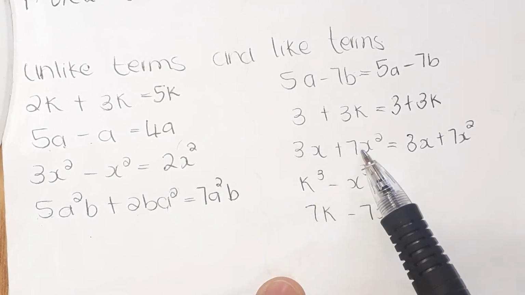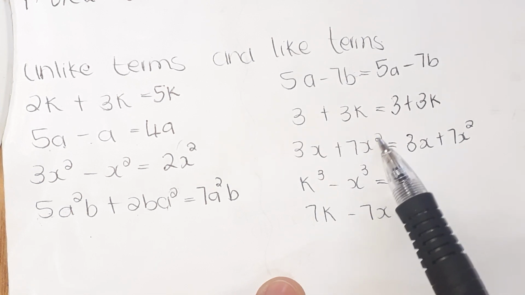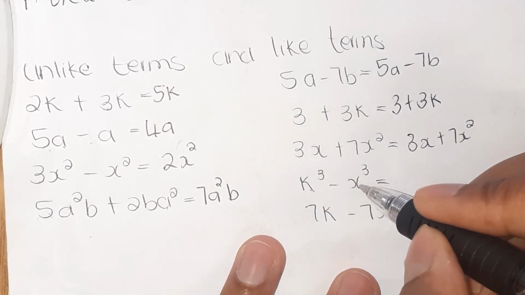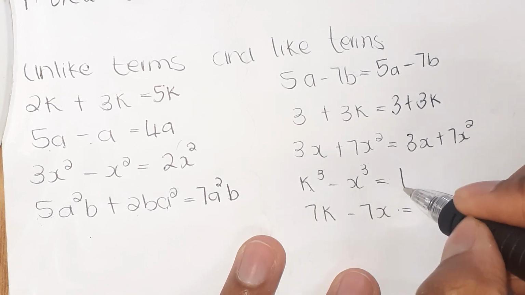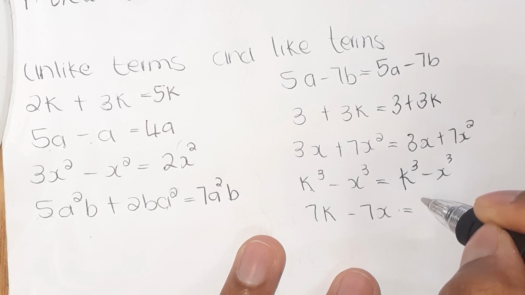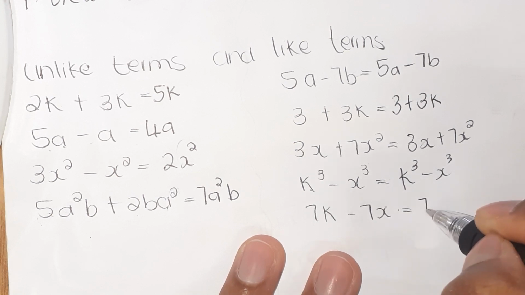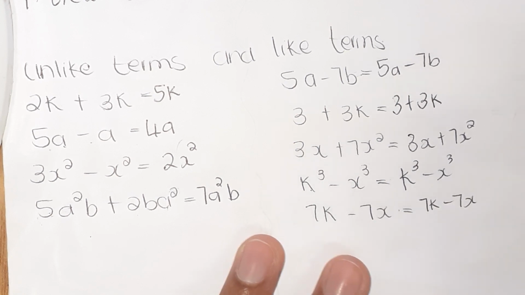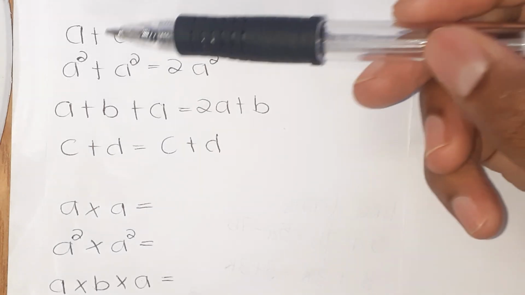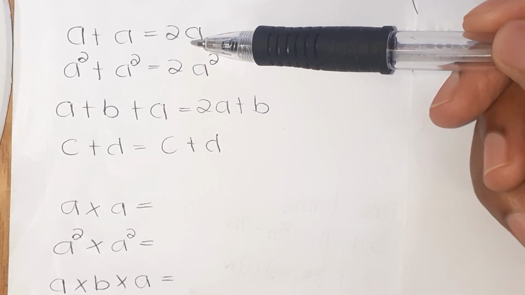So 3x plus x squared, they are still not the same. This is x squared, this is x. So there is no way they are the same. This is k cubed minus x cubed. They are not the same. They are not like terms. So this is just how we are going to deal with them. That would be 7k minus 7x. Easy breezy.